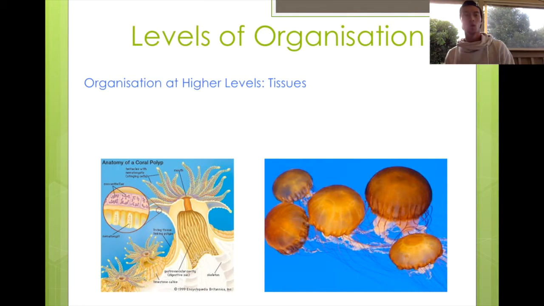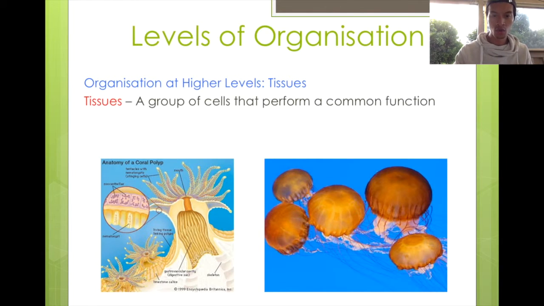Okay. Levels of organization at the tissue level. A good example would be jellyfish and coral. So jellyfish and coral have tissues, and a tissue is a group of cells that perform a common function. And so they have a series of different cells that work together to achieve one particular type of task.